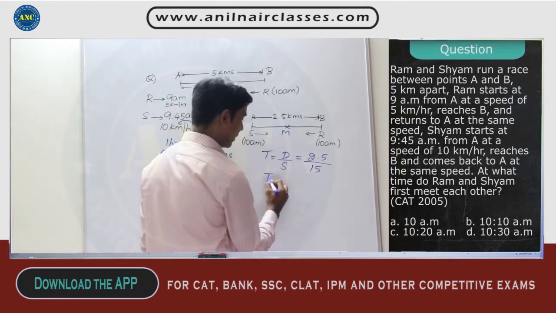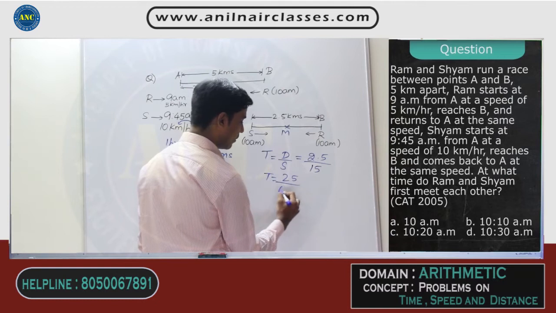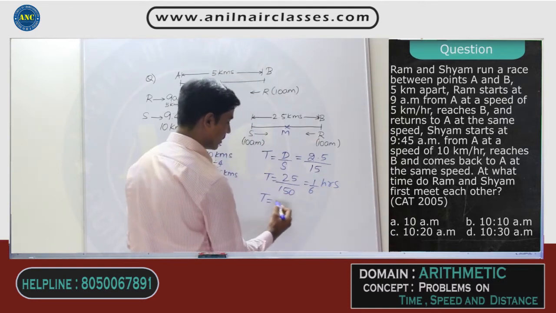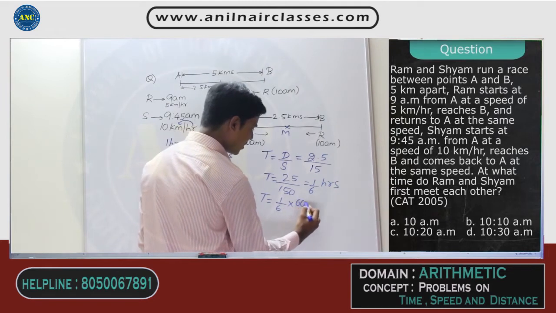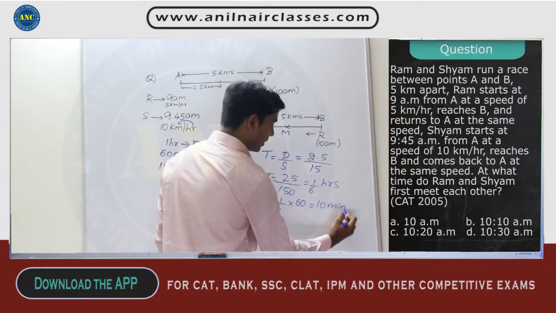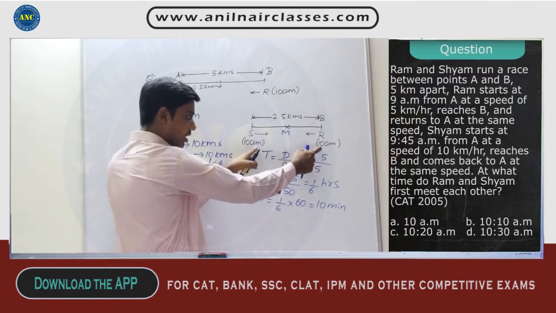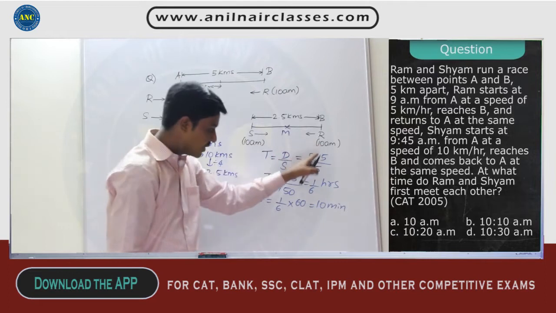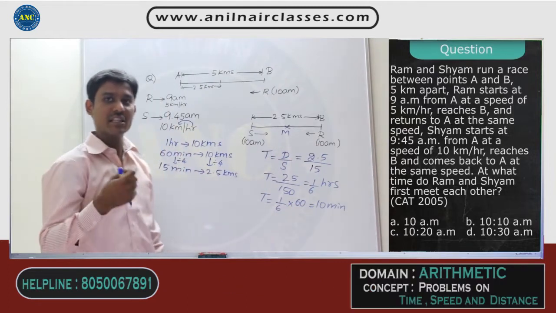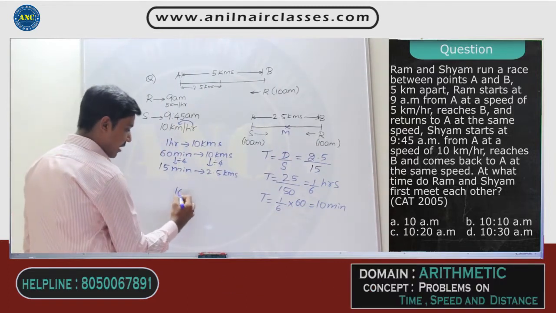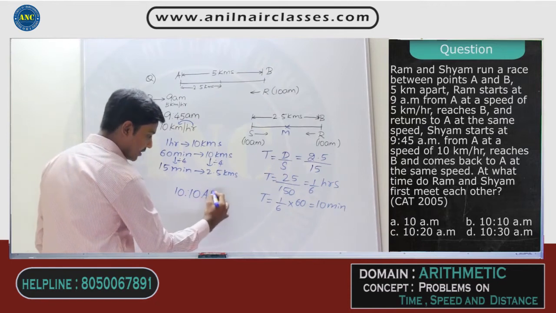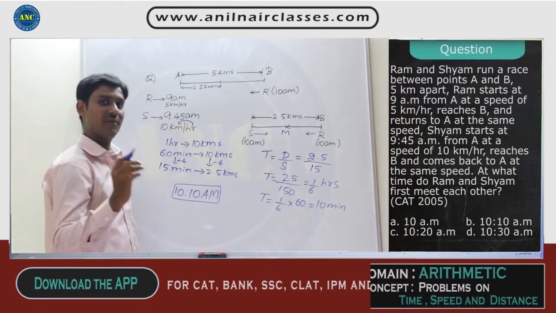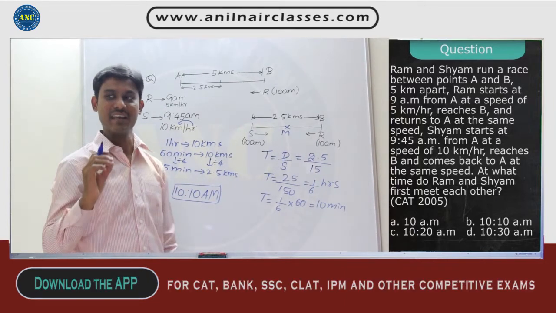So this is nothing but 2.5 divided by 15, which is 1 by 6 hours. 1 by 6 hours is nothing but 1 by 6 into 60 minutes. It is 10 minutes. That means from 10 o'clock they both will travel for 10 more minutes and then they will meet. From 10 o'clock, if they travel for 10 more minutes, what should be the answer? The answer is 10:10 a.m.